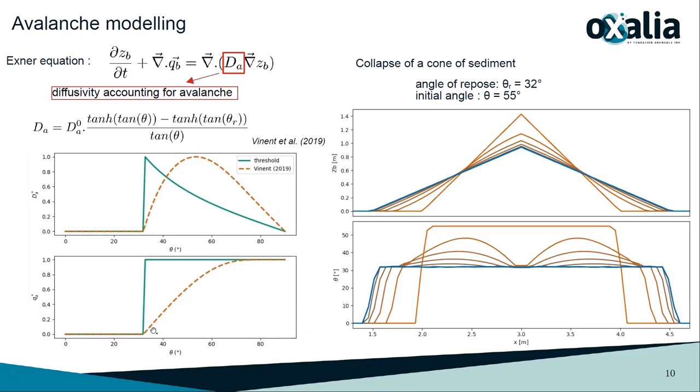And here it's the associated flux, so it corresponds to the diffusivity times the gradient of the bed level. Just as an example, you have the collapse of a cone of sediments to illustrate how it works. Starting from an initial angle of 55 degrees, the cone collapses until we don't have any angle exceeding the angle of repose. So here you have the bed level, and here the angle evolution of the cone.